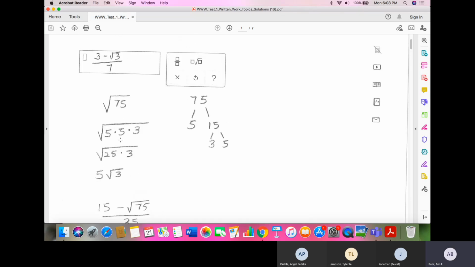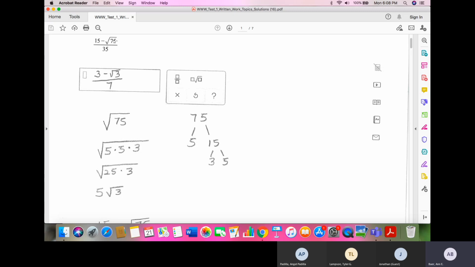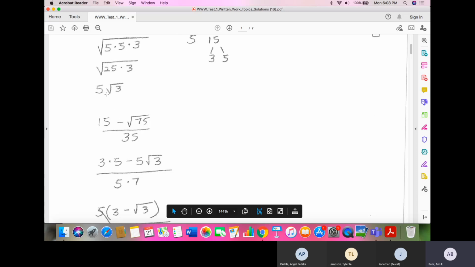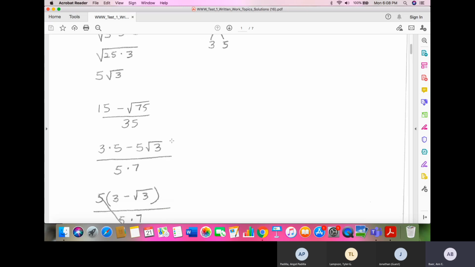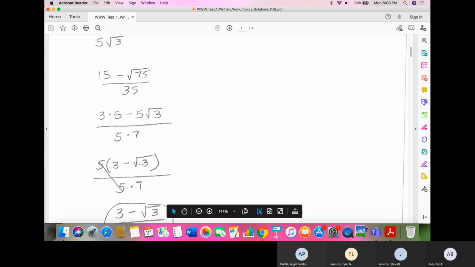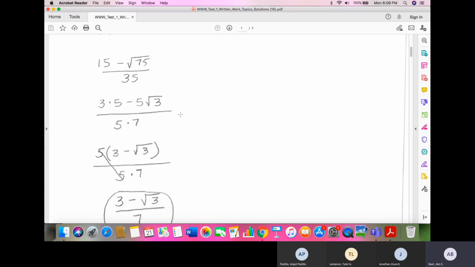So after we have figured out how to simplify the square root of 75, we take out the square root of 75 and replace it by 5 square root of 3 right here. Meanwhile, we can break this 15 down into 3 times 5, and this 35 is 5 times 7. And now we can factor. In this problem, you want to make sure you're factoring to get the right answer.